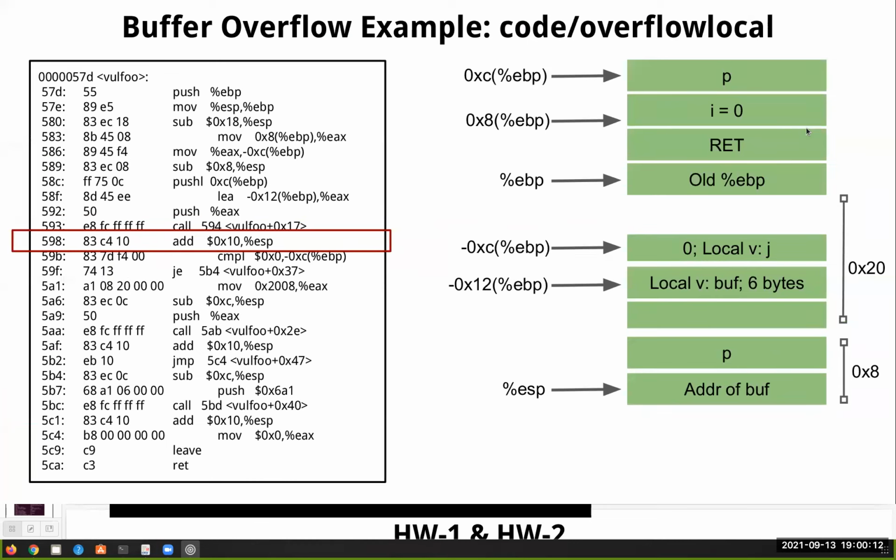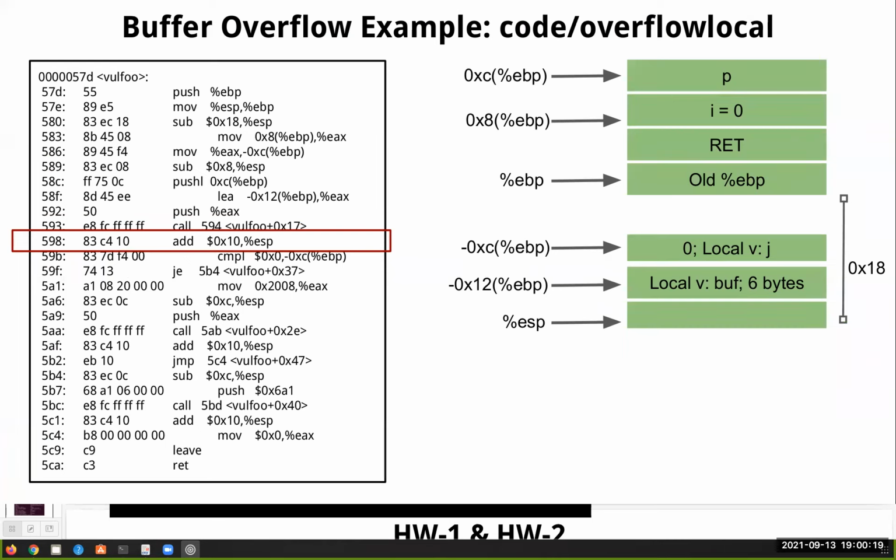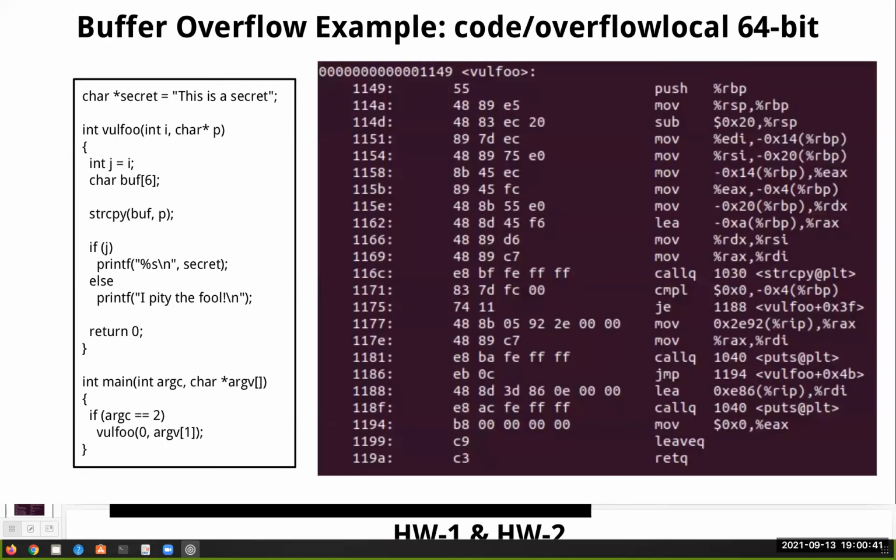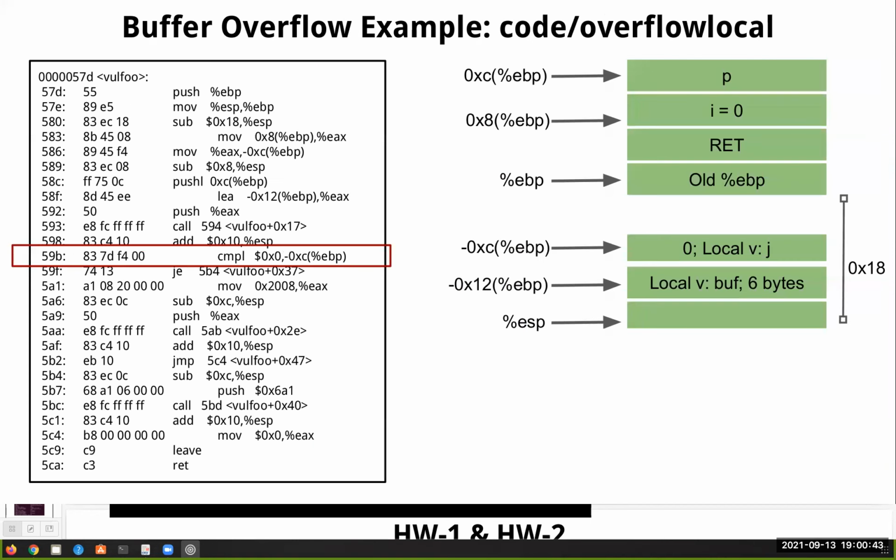Okay, then let's say after that, we're adding 16 bytes to ESP. So ESP will move back a little bit because previously we were setting up the parameters for string copy. Now we don't need string copy anymore. We are going to balance the stack. That's what we're doing. Then we compare 0 with a local variable. That's basically how it works.